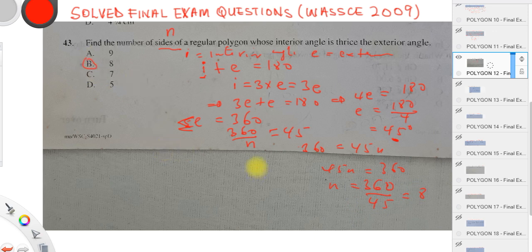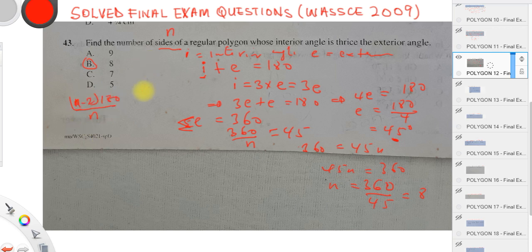Let's look at an alternative method. Find the number of sides of a regular polygon whose interior angle is thrice the exterior angle. You know that the sum of the interior angles of a regular polygon is given by n minus 2 times 180. So this is method 2. Each interior angle is n minus 2 times 180 over n.